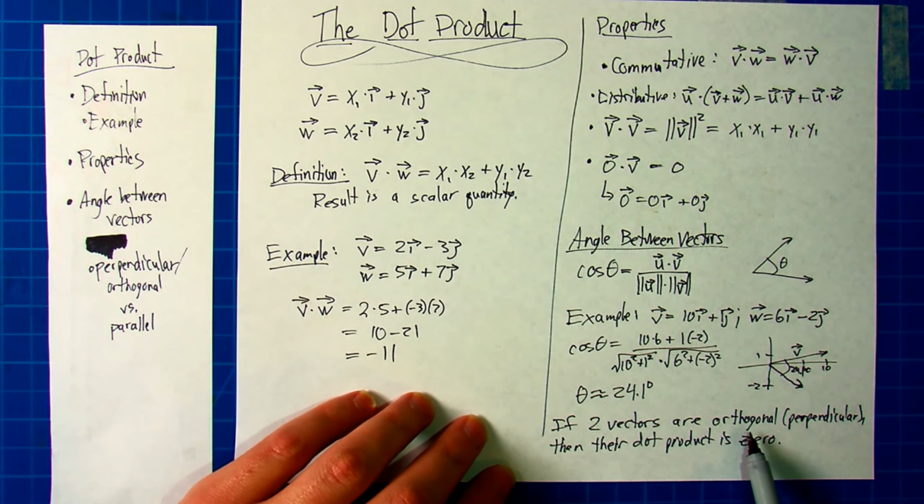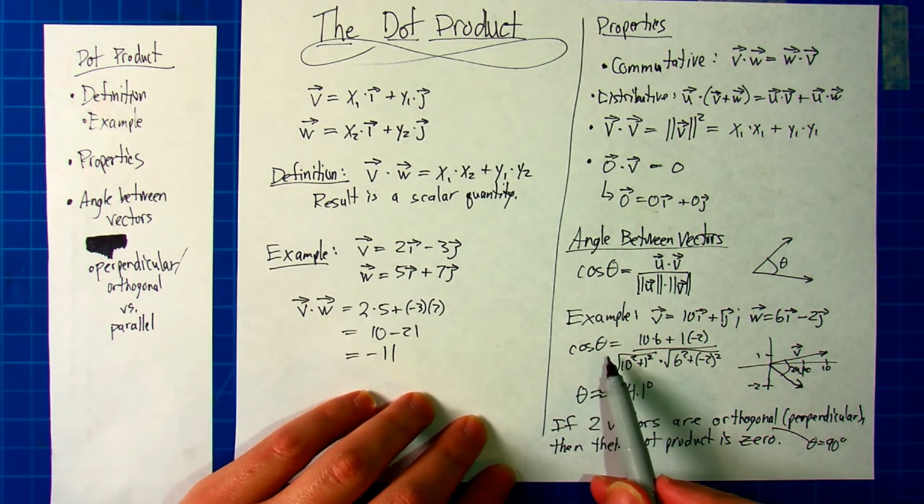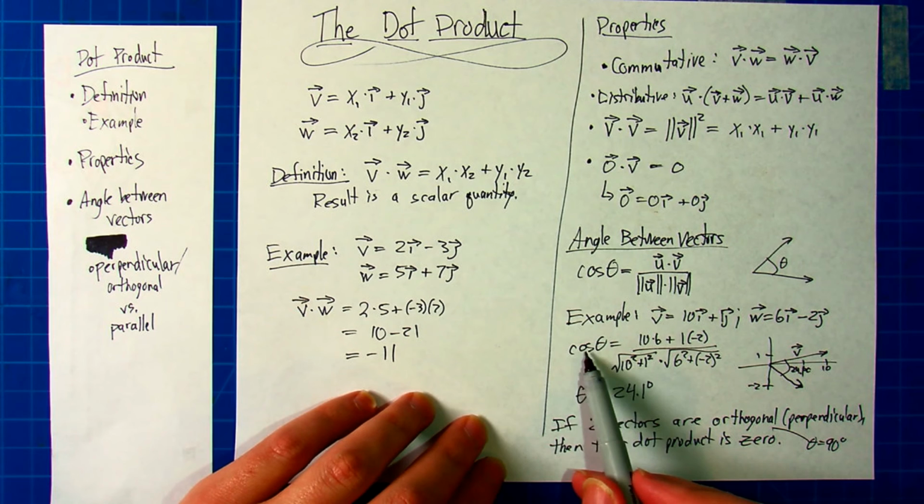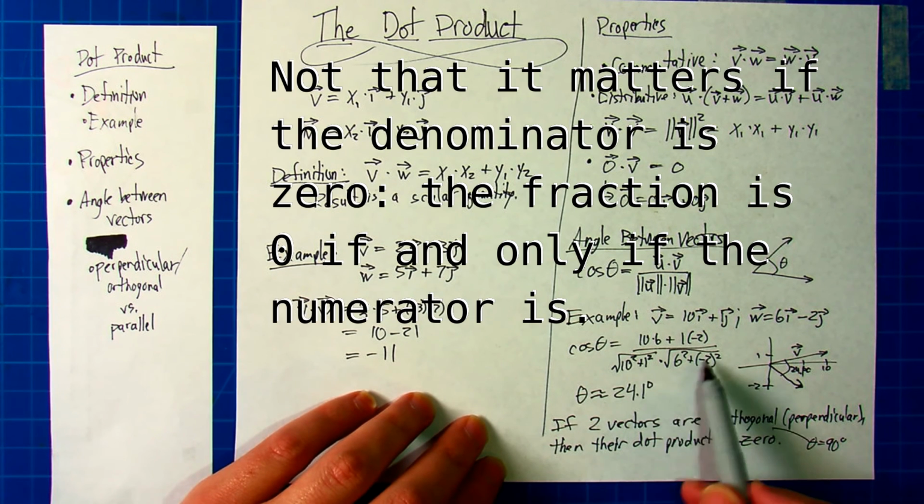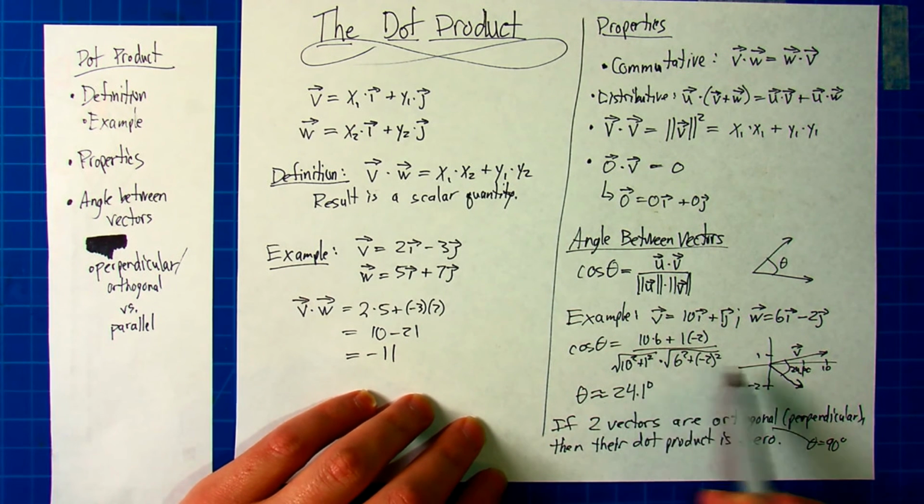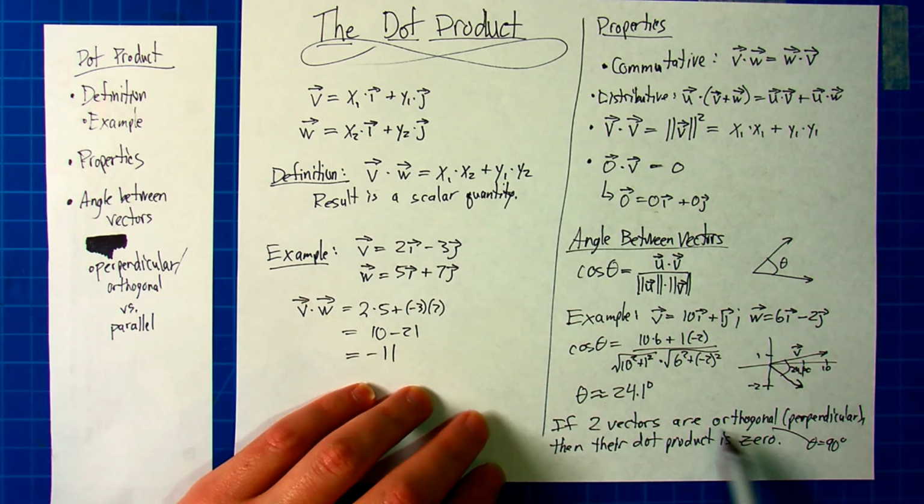Because if they're orthogonal, that means the angle between them is 90 degrees, and the cosine of 90 is 0. So if this side equals 0, this side also has to equal 0. The denominator is never going to be 0, so that means the numerator has to be 0. So if you're ever asked to check if 2 vectors are orthogonal, just check if their dot product is 0.